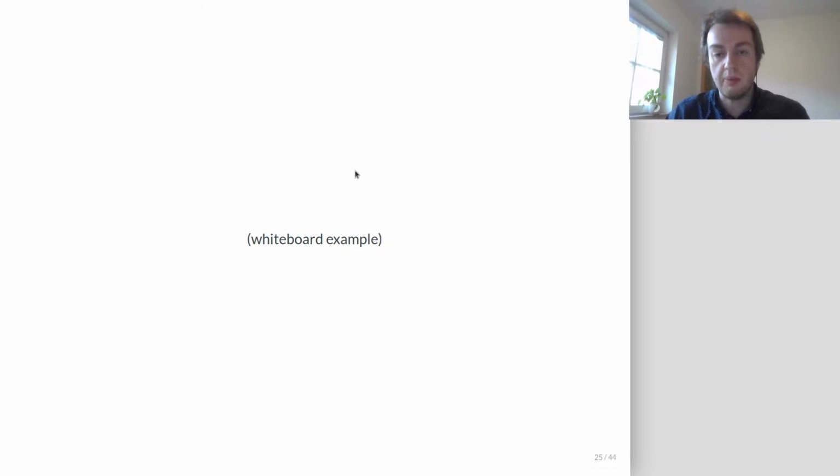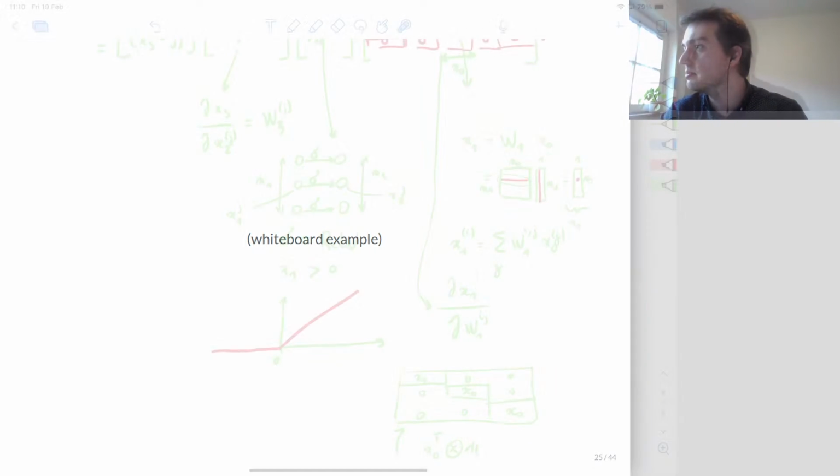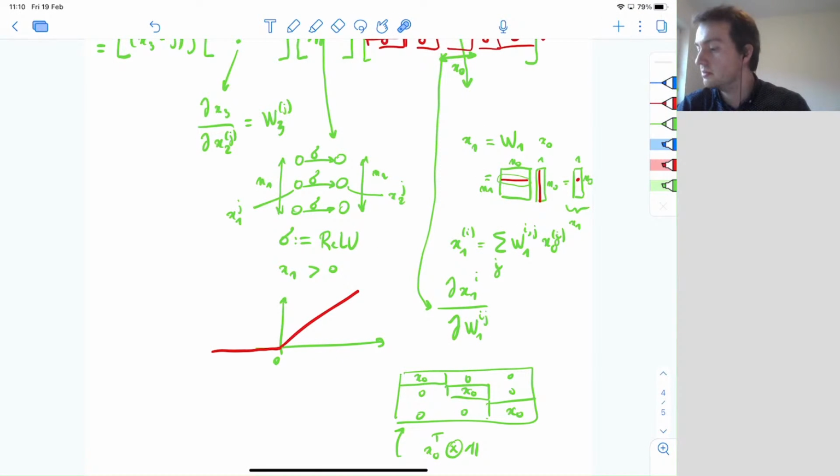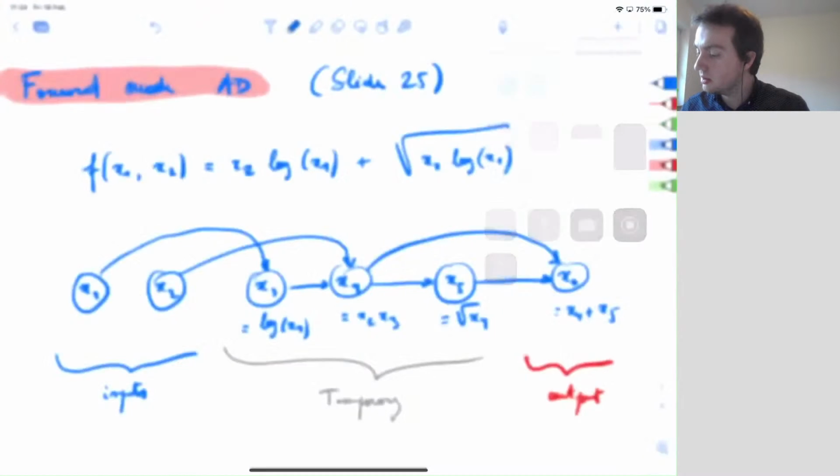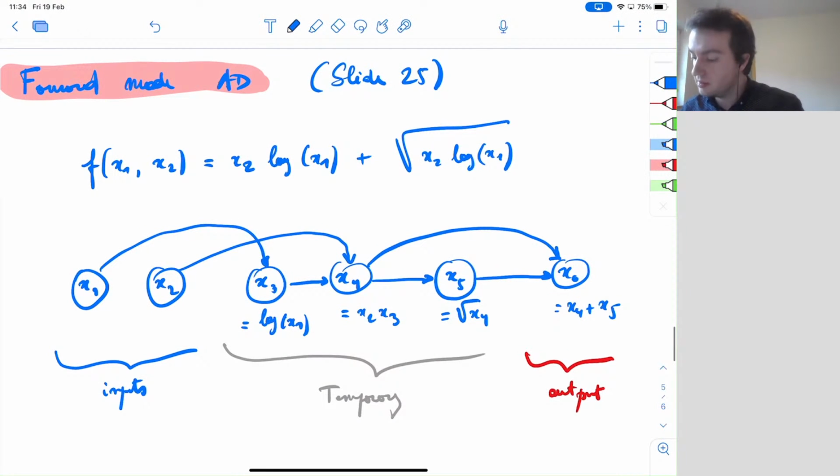So let's see how to apply that. We'll go back to an example on the iPad. Oops, I need to reconnect it, of course. Okay, so this is the example we'll consider.